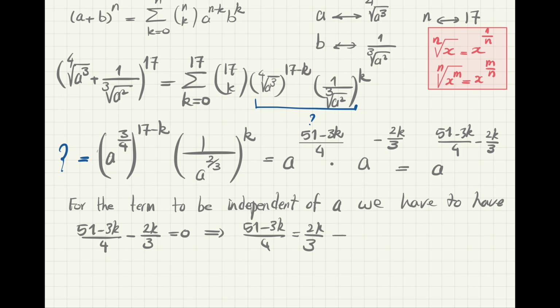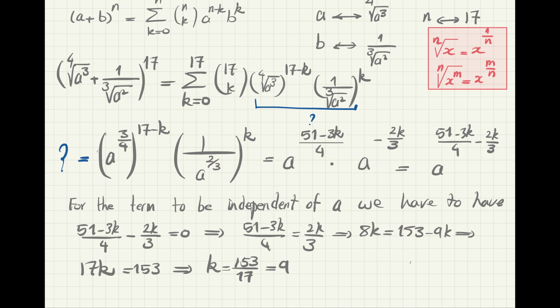So then it means that 4 times 2k is 8k is equal to 3 times this number, 153 minus 9k. Yes, I move 9k to the left, it becomes 17k. Yes, and then it becomes 153. By the way, let me just divide 153 divided by 17. How much is that? It's 9, yes? So what happens if the answer becomes 9 over 2?